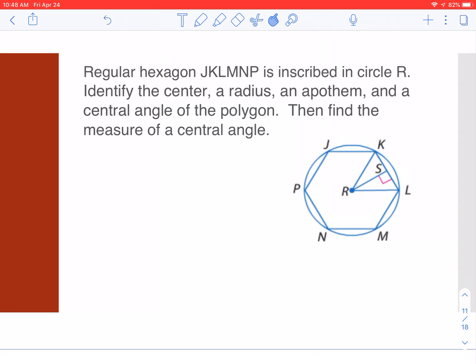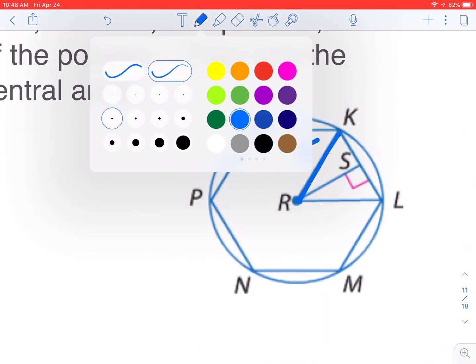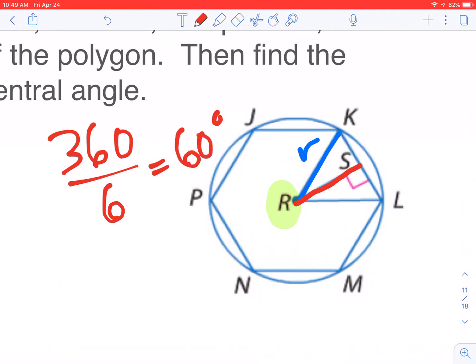Okay, moving on to a hexagon, we can see the radius here. We can see the apothem there, RS. Okay, R is the center, the central angle. Okay, now we have a hexagon which has 6 sides, so 360 divided by 6, and the central angle, which I'll highlight here, is 60 degrees. If you guys can find all that, you'll be in great shape.